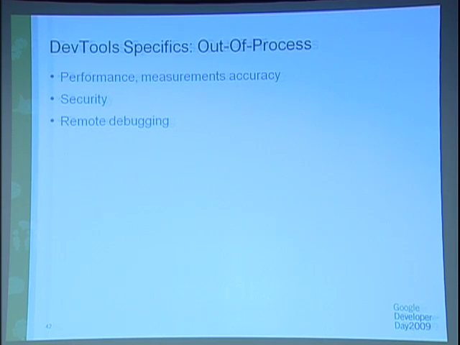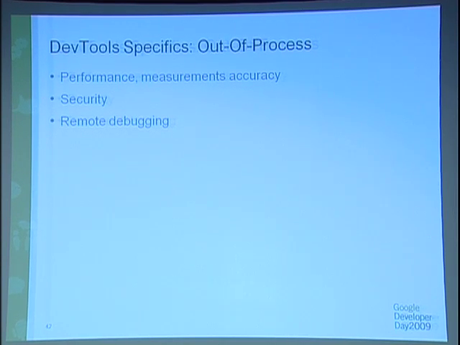Another thing that differs Chrome from other browsers is that it renders its page in its own process, and the developer tools frontend is not an exception. We moved it into its own process for several reasons. First, because the frontend is written in JavaScript, it would affect the performance of the inspected page if it ran in the same process as the inspected page. So for measurement accuracy, that's a good thing. The second, we have some security concerns about having a frontend running in the same process as the inspected page. And the third thing, it enables us to implement a remote debugger.